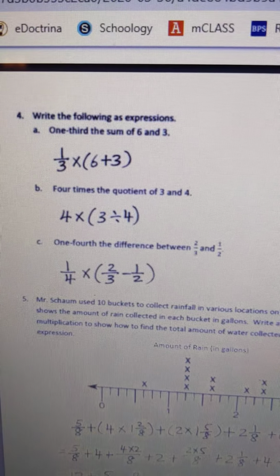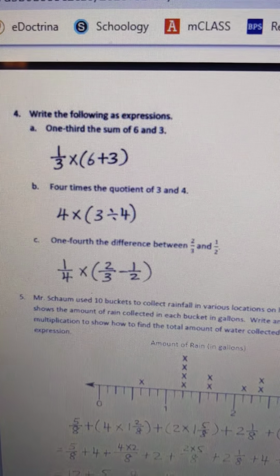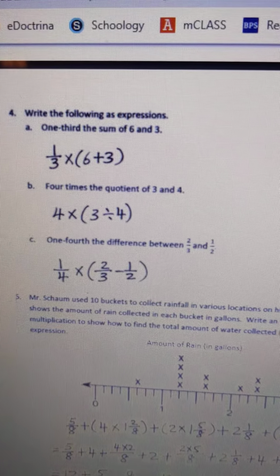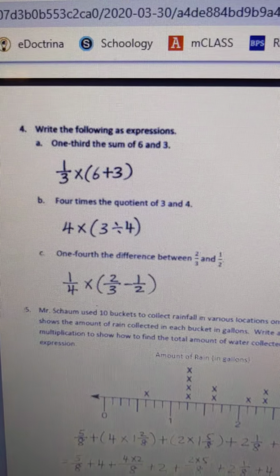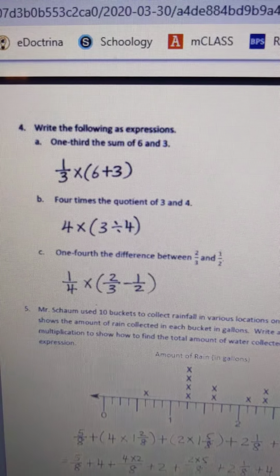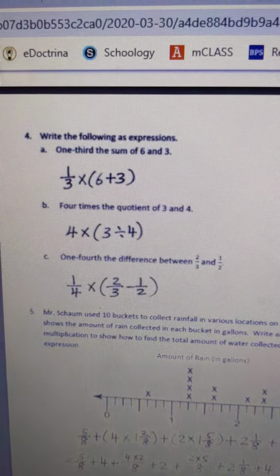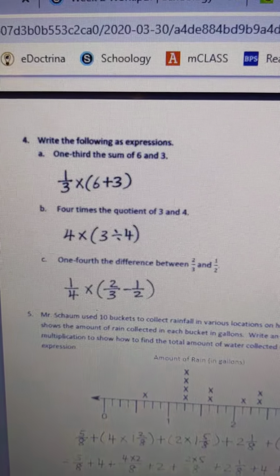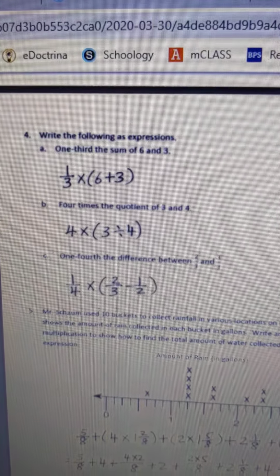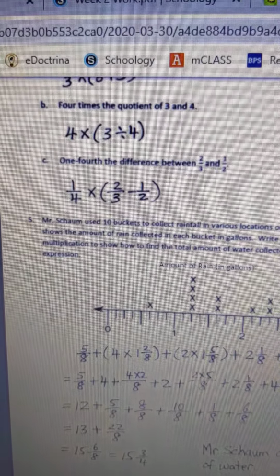Question 4, you're just writing expressions. You didn't have to solve. So just make sure you're reading the word form and writing down the numbers and combining the sections that need to be done first in parentheses. B is a little tricky.